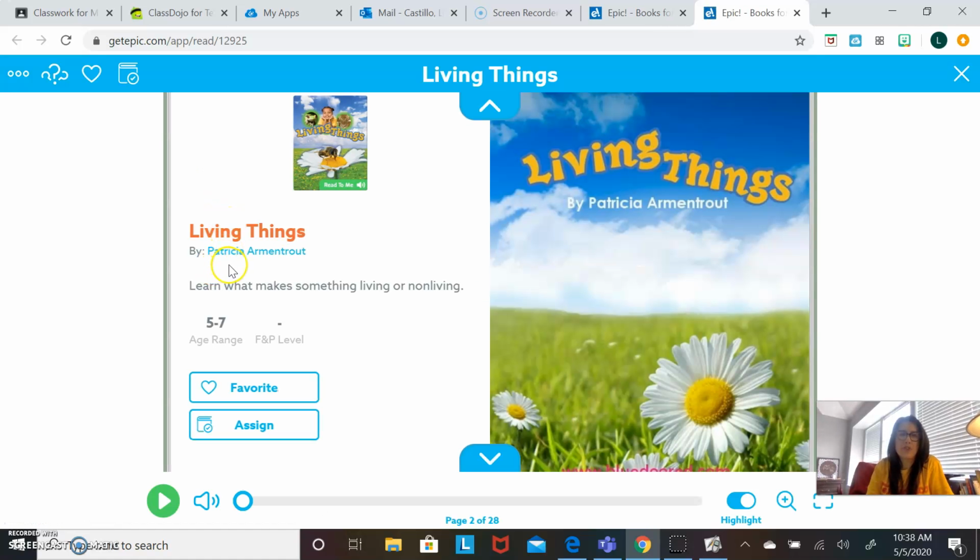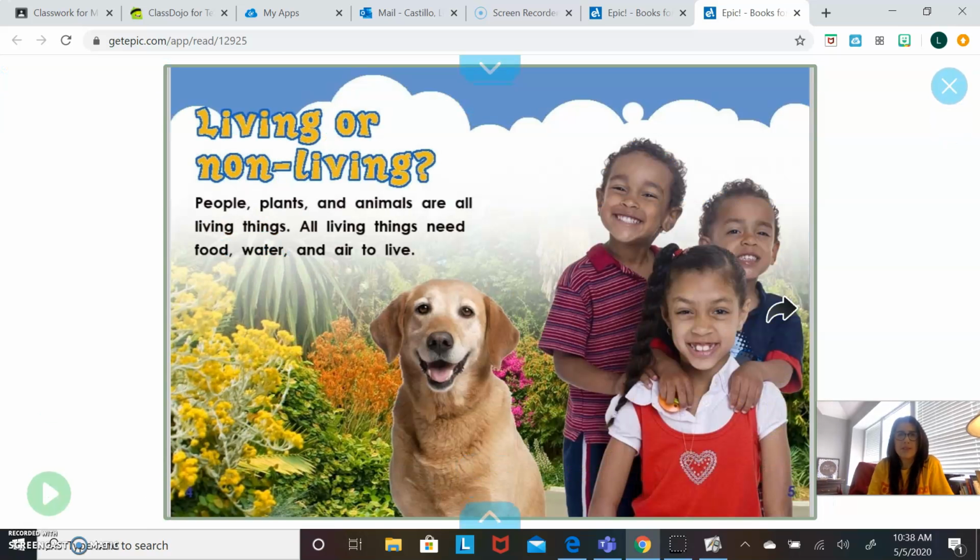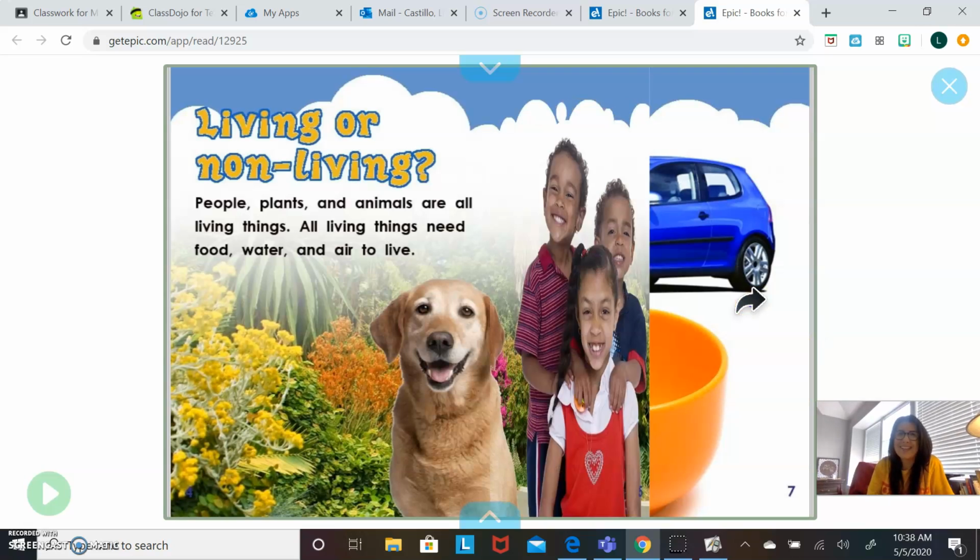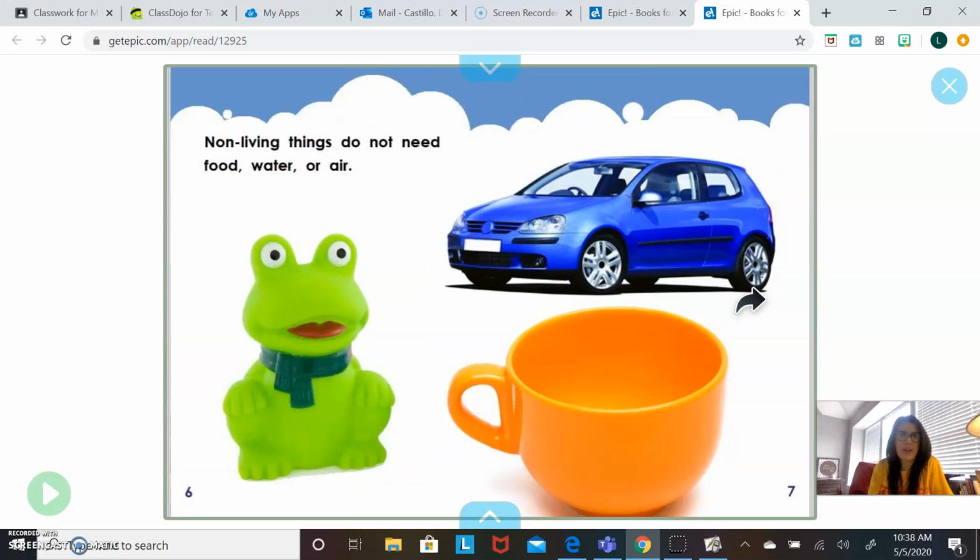Okay, Living Things by Patricia Armentrout. Living or non-living? People, plants, and animals are all living things. All living things need food, water, and air to live. We know that. We've talked about that in science before, haven't we? Non-living things do not need food, water, or air. Does a car, this plastic rubber froggy, or even this cup need them? Those items don't need food, water, or air to survive. They're not living.